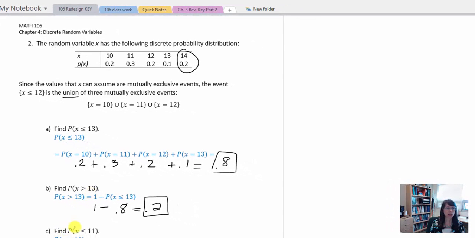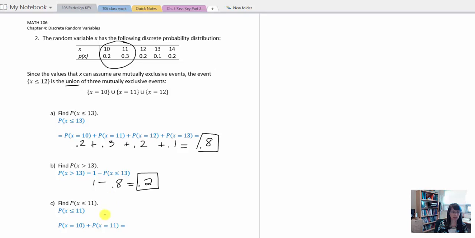For part C, the probability of x being less or equal to 11 means we are considering the probability of x equal to 10 plus the probability of x equal to 11. Looking at the table, less or equal to 11 means probability of 10 added to the probability of 11. So we would end up with 0.2 plus 0.3 equals 0.5.